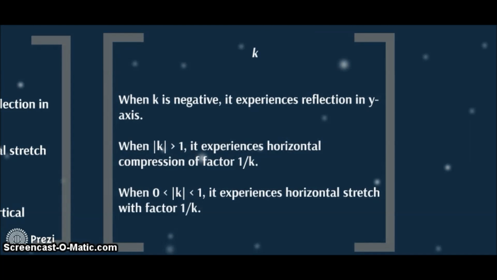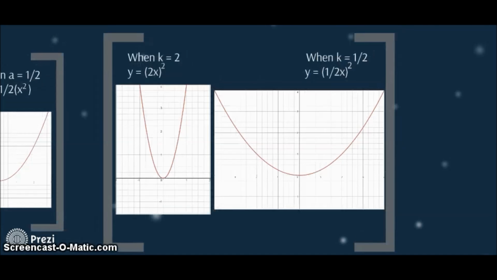K: when k is negative, it experiences reflection in the y-axis. When k is more than 1, it experiences horizontal compression of factor 1 over k, and when k is between 0 and 1, it experiences horizontal stretch with factor 1 over k. This is a transformed graph of k equals 2 and k equals 1 over 2, where the first graph is k equals 2 and the second graph is k equals 1 over 2.